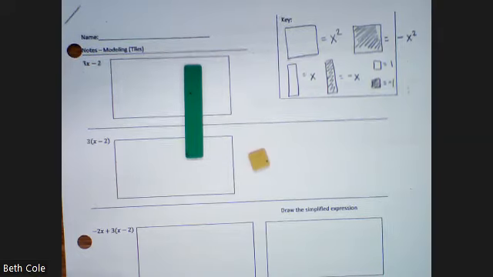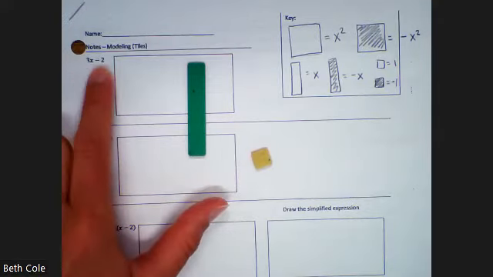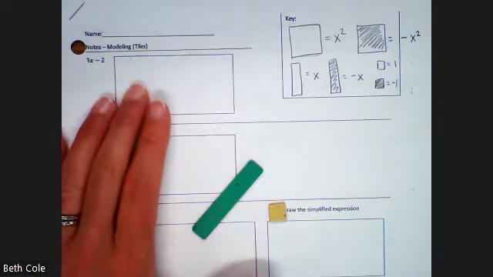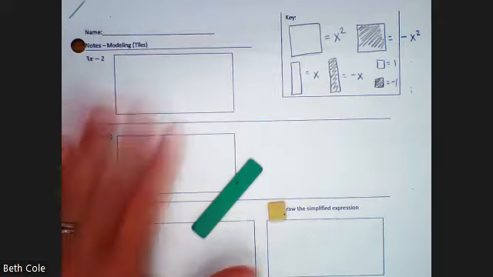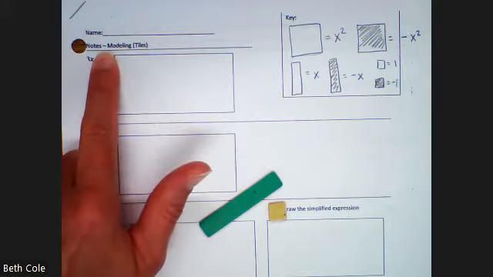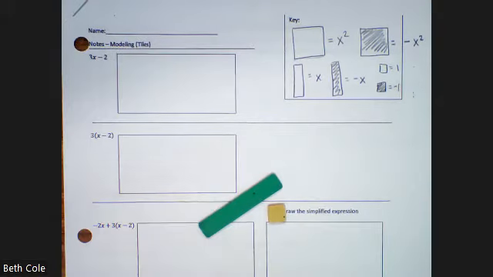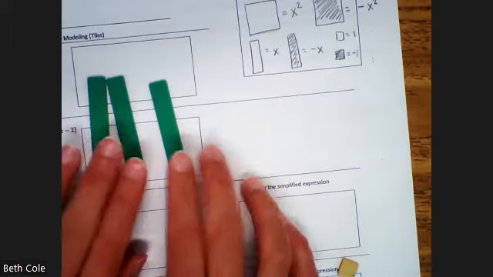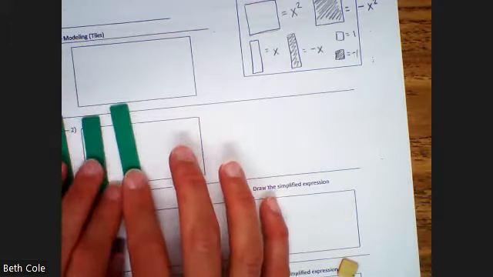So what we want to do is represent these expressions using the algebra tiles, and then we're just going to draw it on the paper. I'm not grading your art skills. This is do your best, okay? So 3x minus 2. Let's start with the 3x. It's a positive 3x, so you would want 3 of these. That's 3 x's, so you'd pull out 3 of those.